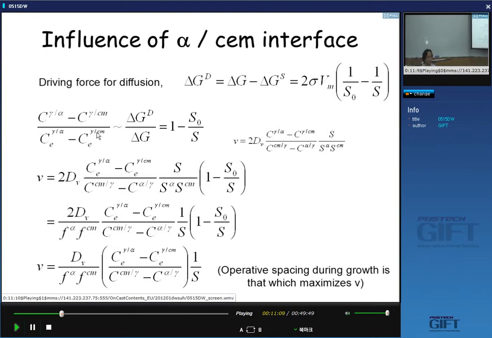Is it okay? So when we put this equation into one, the ratio of the difference in carbon concentration will be given by 1 minus S0 divided by S. So when we return to the original equation, which describes the velocity of the pearlite interface, now we have some quantitative value for this part, right? And this is similar to this one.